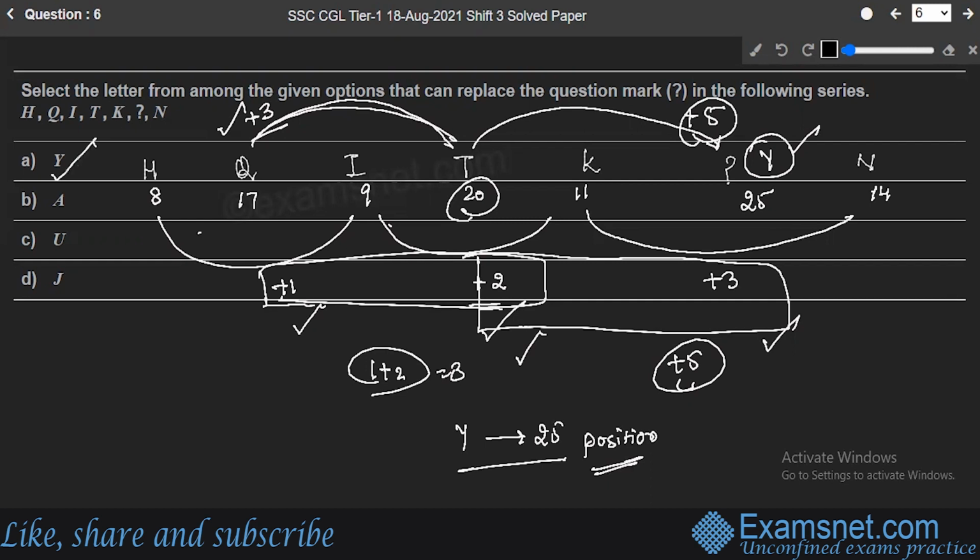Hope you are clear with this. So this is the correct answer to our question, option A. Hope you are clear with this. Then let's move to the next question.